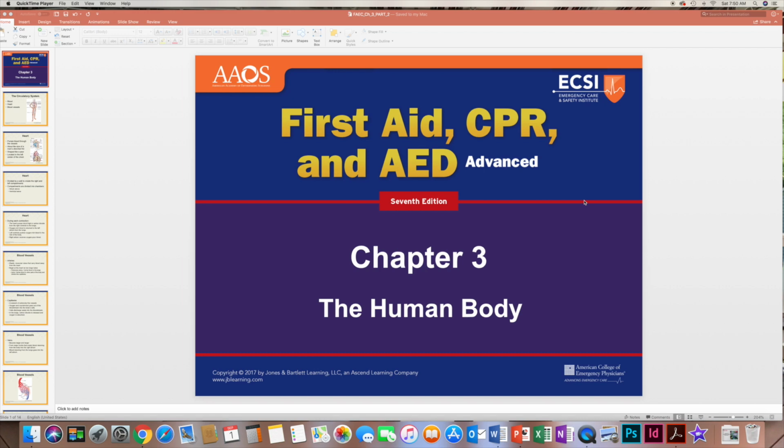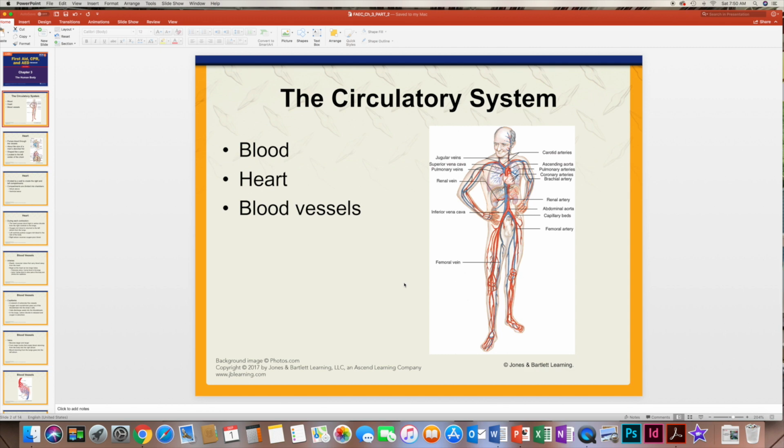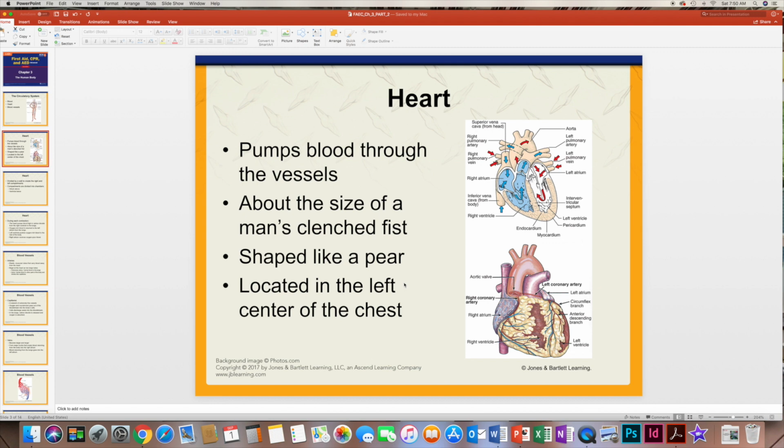Part 2 of chapter 3, we're still discussing the human body and the systems, and we're going to move on to the circulatory system. The circulatory system involves the blood, heart, and blood vessels. When we look at the heart, we have to think of the heart as a pump. It pumps blood through the vessels. It is about the size of a fist, and it's located in the left center of the chest.